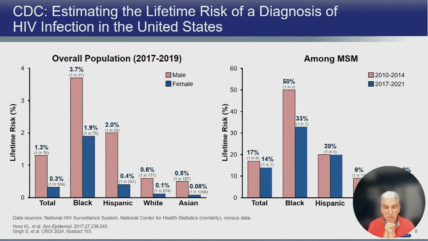When we look at the lifetime risk of diagnosis of HIV infection in the United States, and clearly this would be different in Kenya, you see significant differences by race, with Black and Hispanic populations being significantly different from the white population, and there are differences in risk between males and females. Furthermore, when you look at risks among the MSM population in those groups, you see a significant difference in the Black group, but not so much in the white and Hispanic groups.